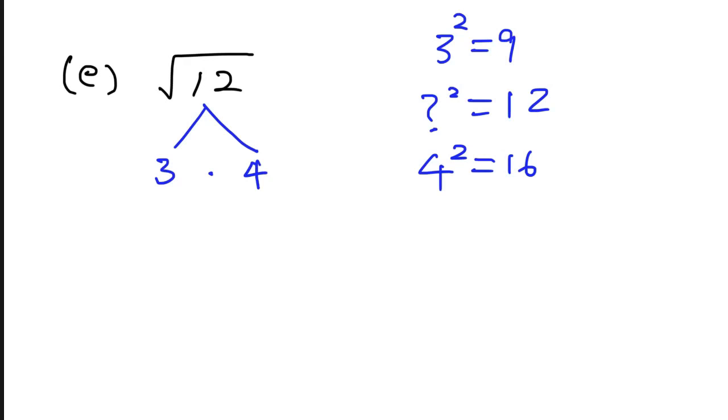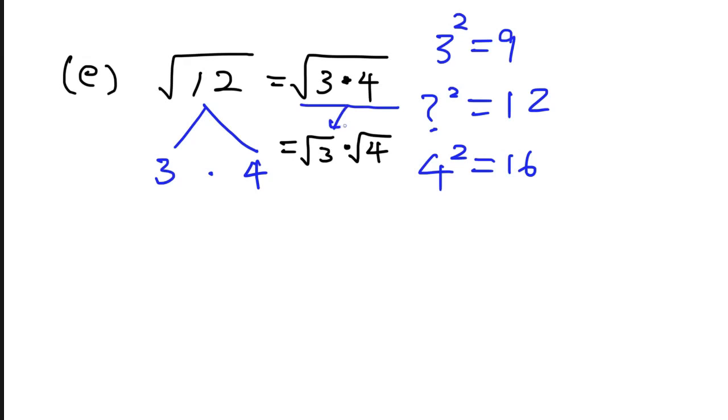And then we can write this as square root of 3 times 4, and then we can break this out: square root of 3 times square root of 4. Okay? So this is another nice property of square root. And square root of 4 equals 2, so this is 2 times square root of 3.